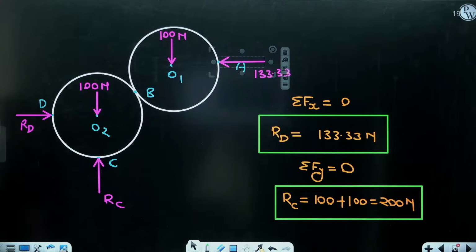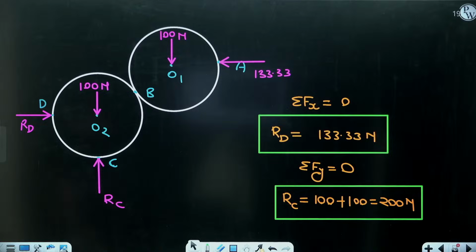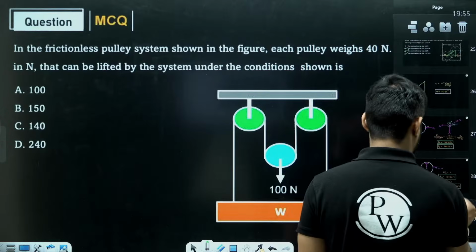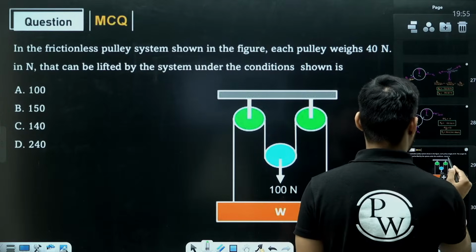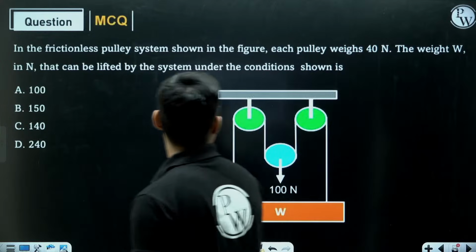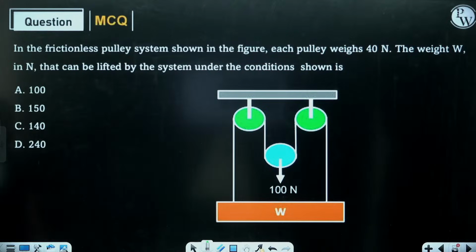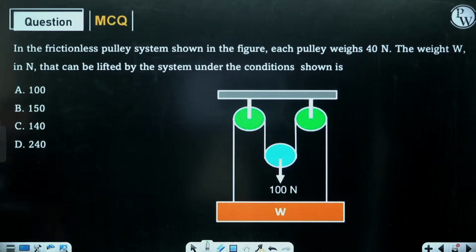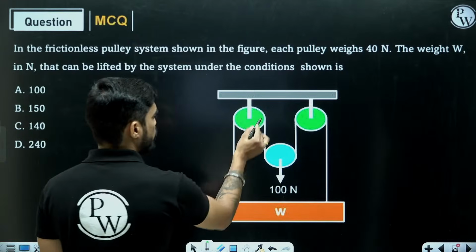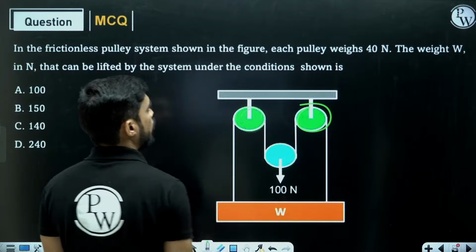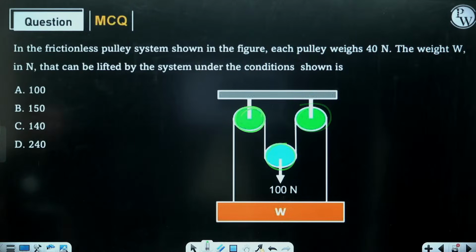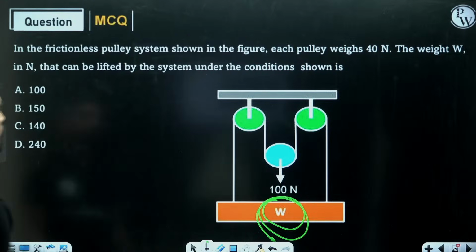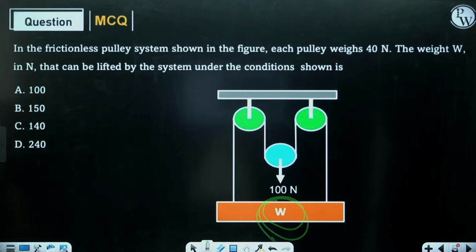Yes? Chalo. Let's move on to the next very interesting question, and this is that next very interesting question. Read the question very carefully. In the frictionless pulley system shown in the figure, each pulley weighs 40 Newton. The weight W that can be lifted by the system under the condition shown is. Each pulley has a weight of 40 Newton and we are lifting this W. So what will be the value of this W under equilibrium condition?